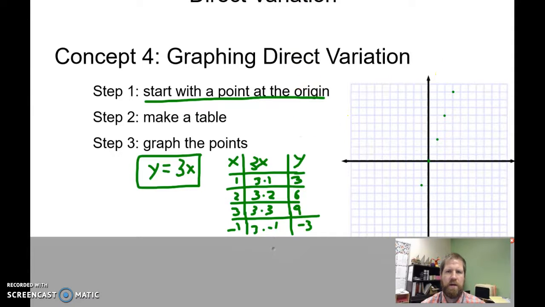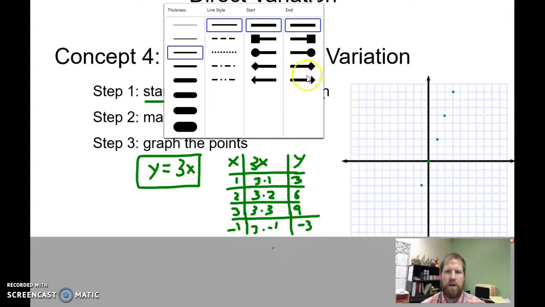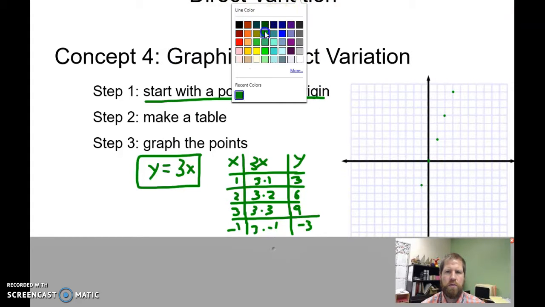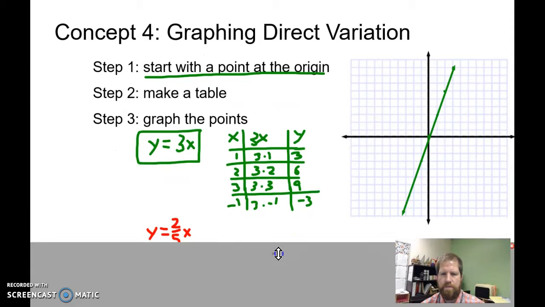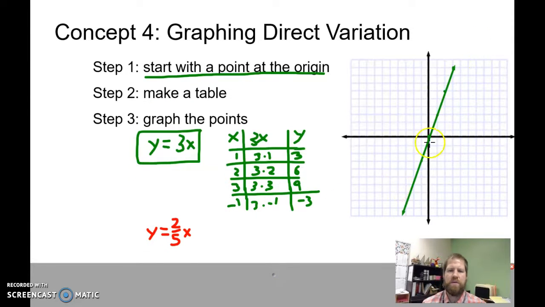Now I can make my line, make it green, and I'm just going to start here and line them up, something like that. So that is one way to do it. That's kind of the standard way. You often need to do that when you are working with non-direct variation equations.